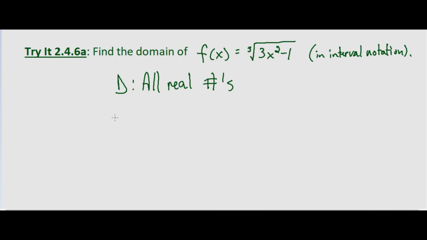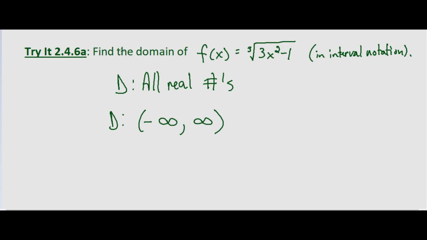Now, in interval notation, what we were asked to find, this is just negative infinity to infinity. So it would be an open bracket, negative infinity, infinity, and a close bracket. I guess that was a little bit of an oxymoron. Another bracket to end the domain in interval notation.